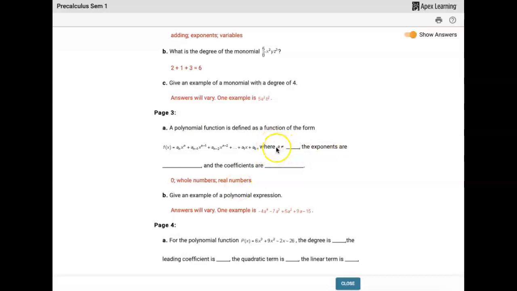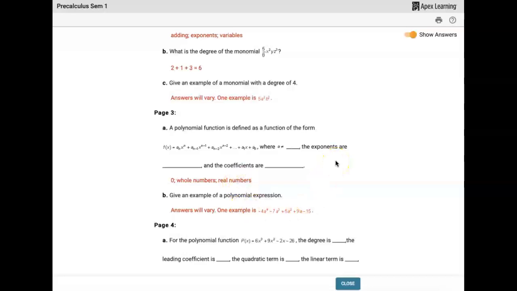And again, where a is not equal to 0, okay? A to the nth is not equal to 0. All right, now a to the n minus 1 can equal 0, right? And we had an example of that, but when we were writing the full thing out, in order to do that shortcut way, we still had to write in 0x to the third power. All right, again, exponents are whole numbers and the coefficients are real numbers, so no imaginary or complex numbers.